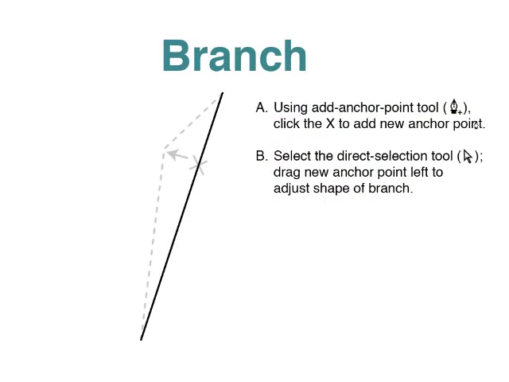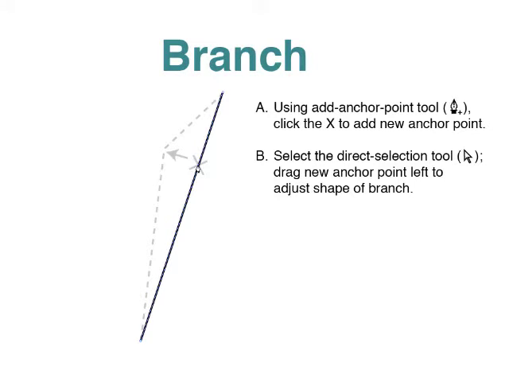Next, we'll work on creating the branch. First, we need to select the line. So we're going to hold the Command key down, which gives us the direct selection tool. Click once on the line segment. Notice handles on either end. Let go of the Command key. We're back to the pen tool.